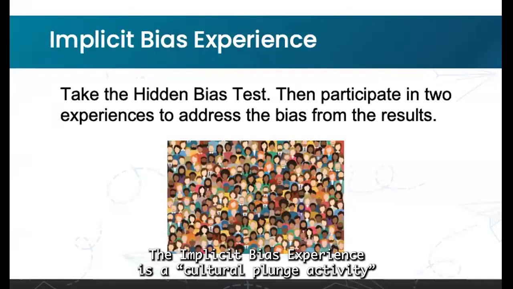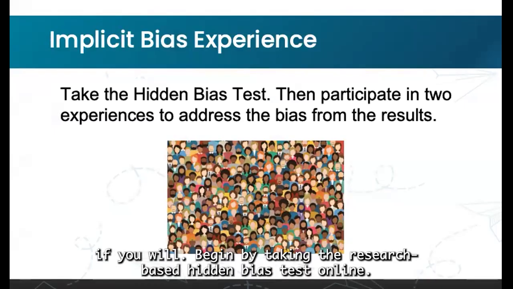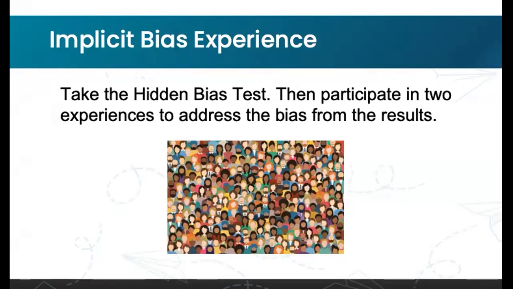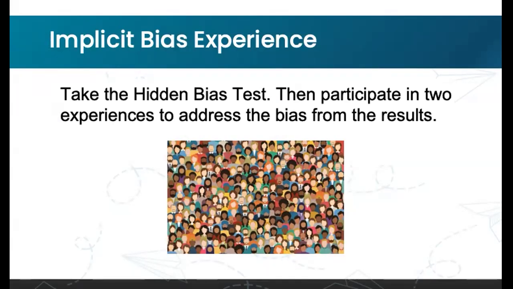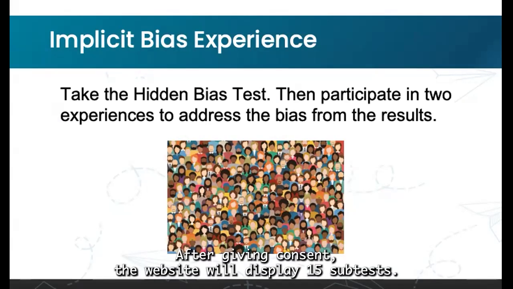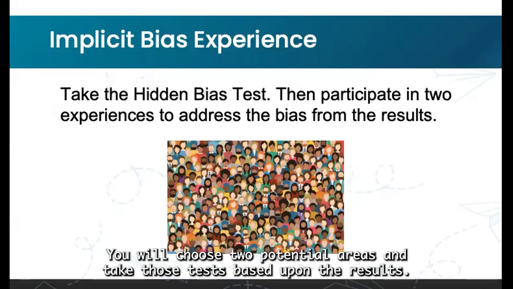The implicit bias experience is a cultural plunge activity, if you will. Begin by taking the research-based hidden bias test online. The link is provided in the syllabus and in Canvas. After giving consent, the website will display 15 subtests. You will choose two potential areas and take those tests.